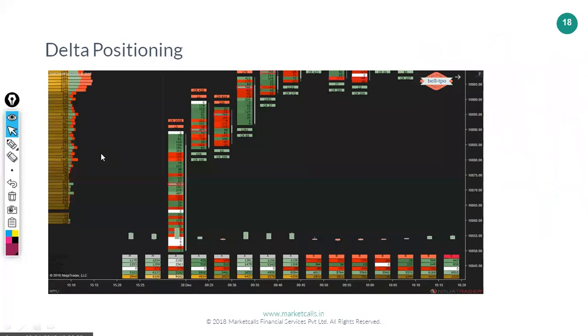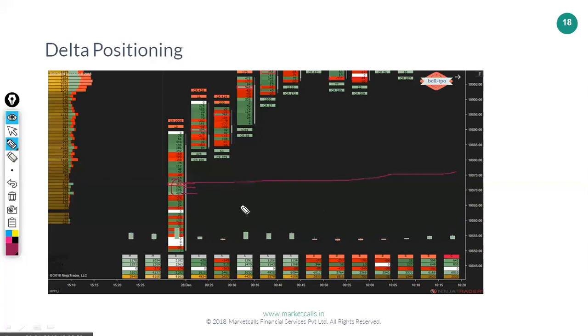So you see in this example, the delta positioning is happening in the form of, look into this band. This band is where the quantity was 400 buyers, 569 buyers. Again, another 200 buyers over here, 203 buyers over here. So a packet of buyers is entering this zone. So this zone is going to be the support for the day.